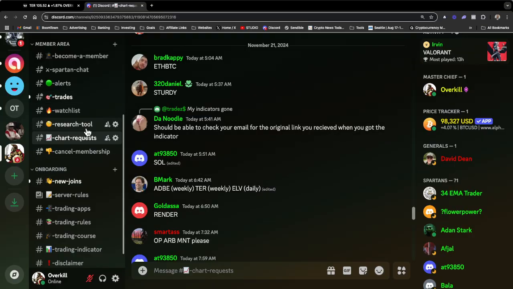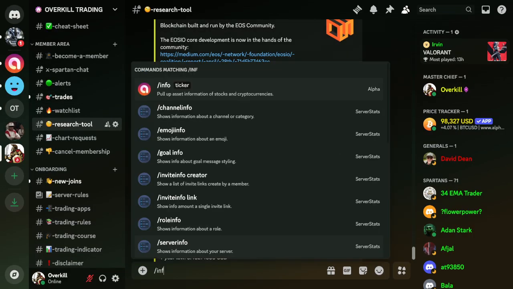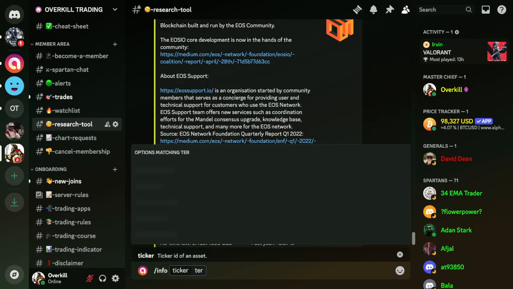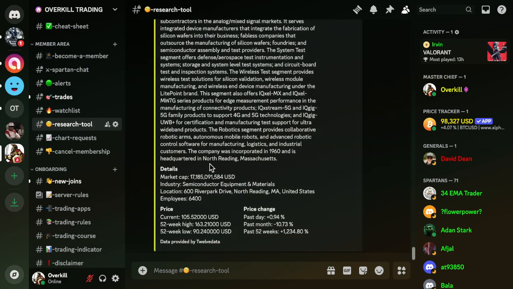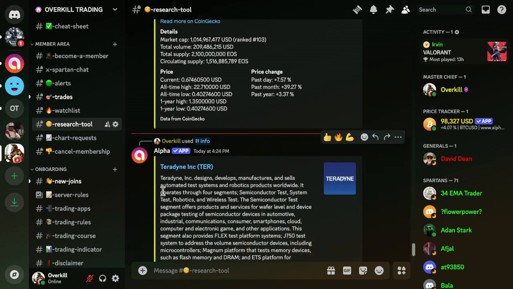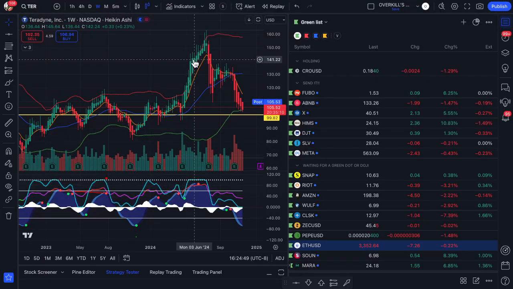I feel like I know what this company is, but I don't. So again, research tool, type in /info TER, the ticker, Teradyne, hit enter. Bang, $17 billion company. It is a semiconductor company, that's right. Manufactures and sells automated test systems and robotics products worldwide. Robotics seem to be a thing here.